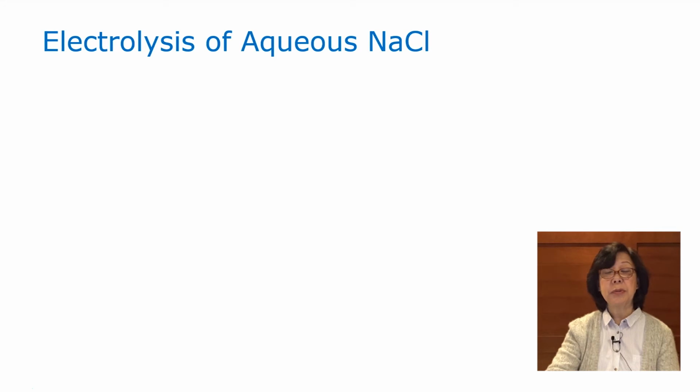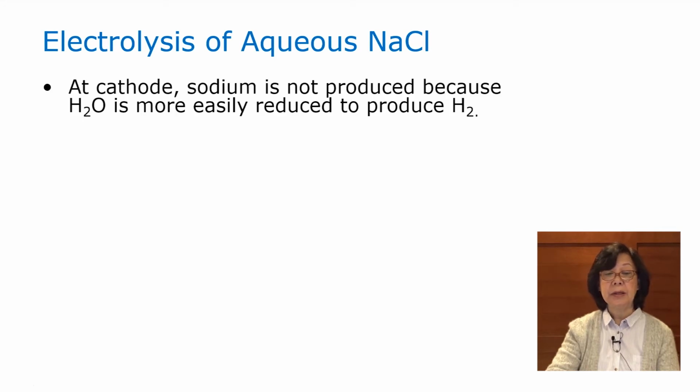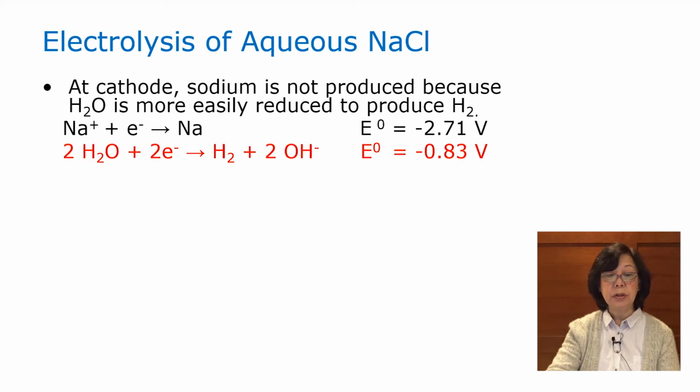Another electrolysis will be aqueous sodium chloride. Now, this is having water in competition with the sodium ion and chloride ion. At the cathode, sodium is not produced because water is more easily reduced to produce hydrogen gas. Now look at the reduction potential. It is less negative to produce hydrogen at negative 0.83 volts than to produce sodium, which is negative 2.71 volts. Therefore, in this case, hydrogen will be produced instead of sodium.